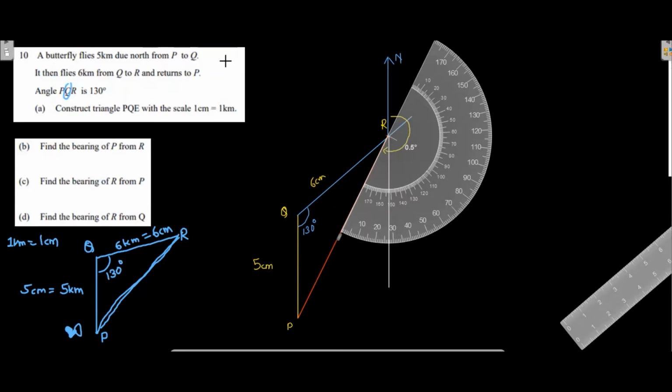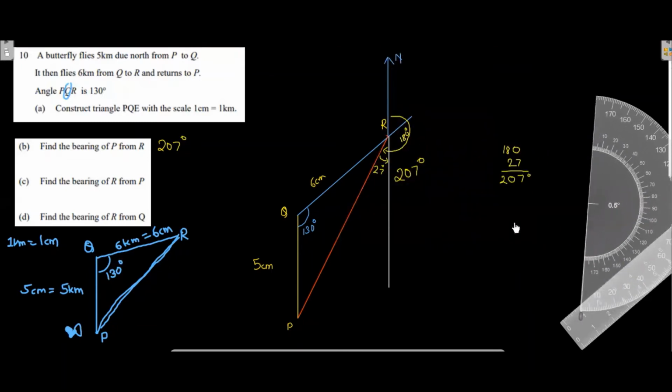So you see here, this small angle is 27 degree and this whole part is 180 degree. So the total will be 180 plus 27, I am getting 207 degree. So this whole angle will be 207 degree, and the answer for this question is 207 degree. Question A is construct the triangle, which we have done. Question B is finding the bearing, and we already found 207 degree. Let us move this protractor aside so that we can find the other one.